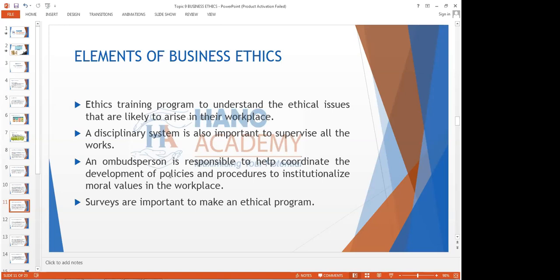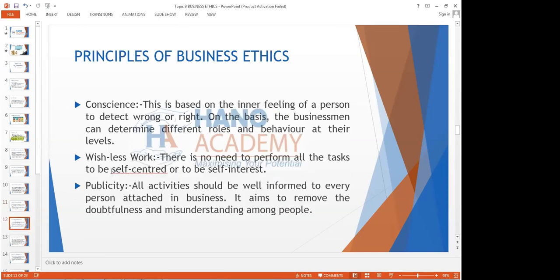Ombudsperson is responsible to help coordinate the development of policies and procedures to institutionalize moral values in the workplace. So there should be somebody who is just responsible for coordinating the development of policies and procedures. Then surveys are important to make an ethical program. So you do some surveys to come up with an ethical program. So apart from the elements of ethics, let's look at the principles of business ethics.